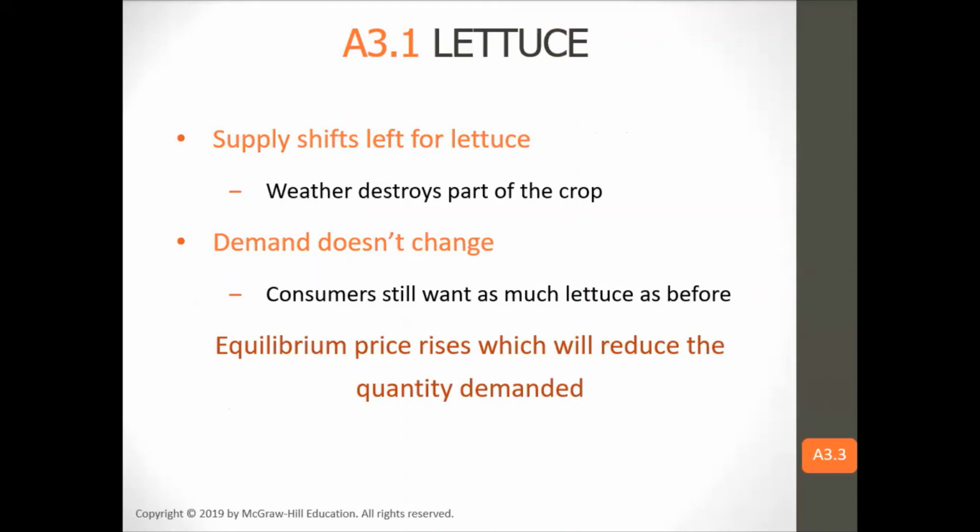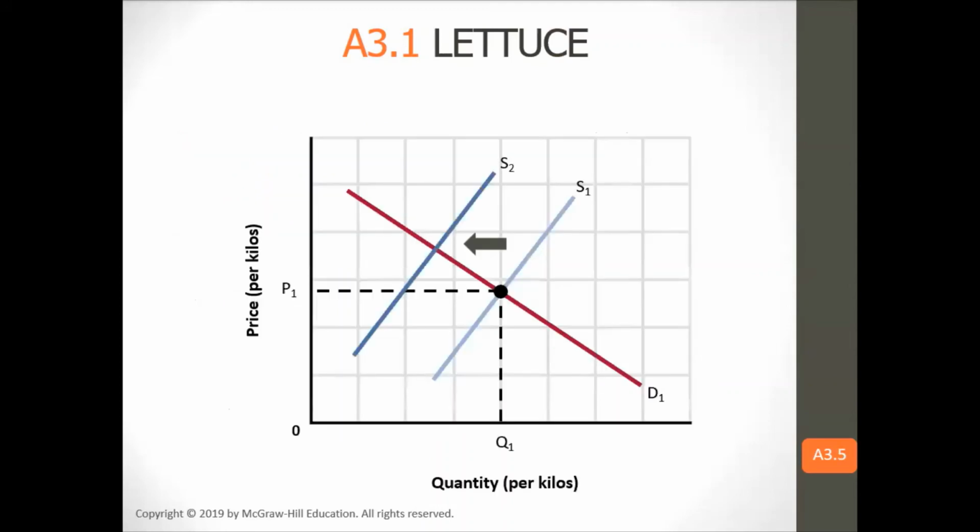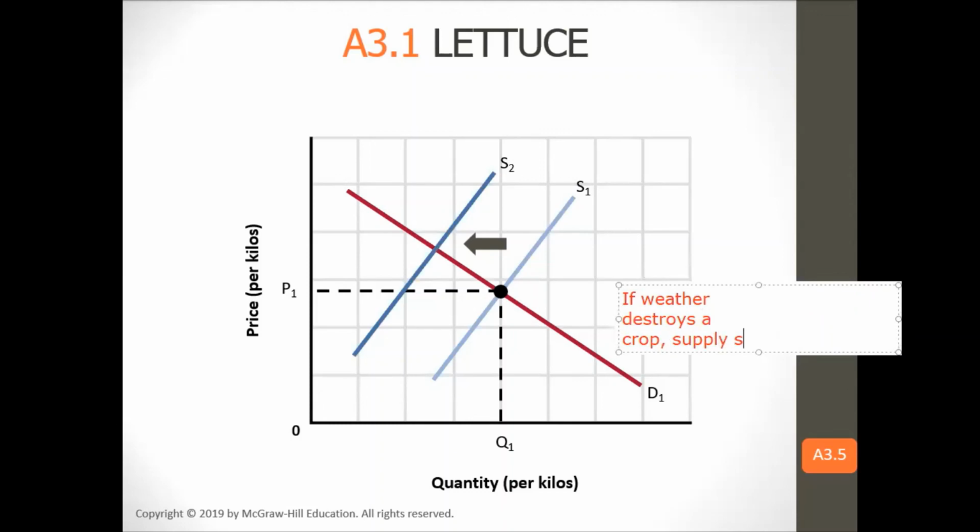So if weather destroys part of the crop, supply shifts left. And demand doesn't change if consumers want as much lettuce as before. And this would increase equilibrium price, which would reduce the quantity demanded. So this is what would happen here. If weather destroys a crop, supply will shift left.